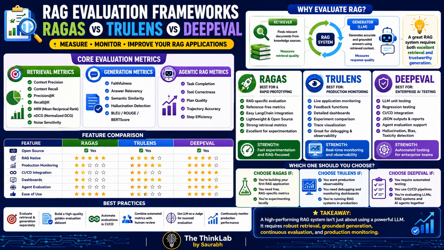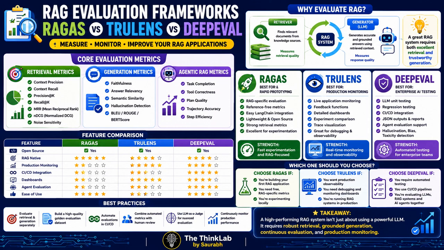Now we are talking about retrieval metrics. Let's begin with the retrieval evaluation. The first metric is called context precision. It measures how many retrieved documents are actually relevant. The next one is called context recall. It measures whether the retriever found all the important information. Then we have precision at k. This evaluates how many of the top k retrieved documents are useful.